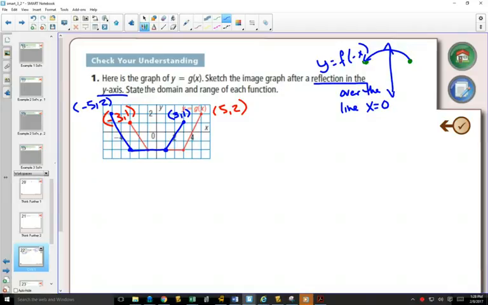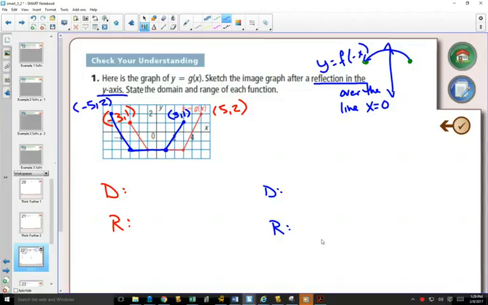State the domain and range of each function. So now we're going to look for some patterns. What happens to the domain? What happens to the range for both the original function and the image function? Last time I used set notation. This time I'm going to use interval notation.